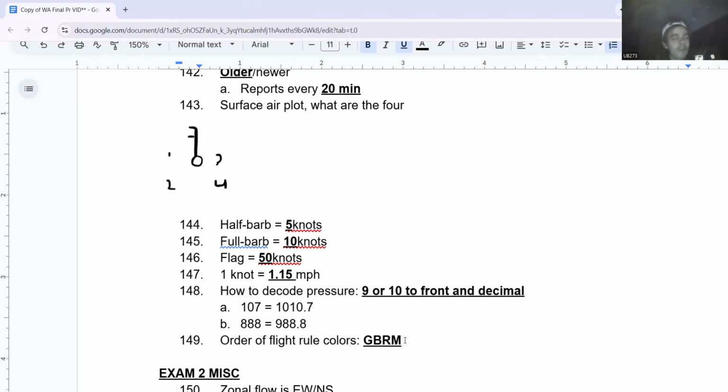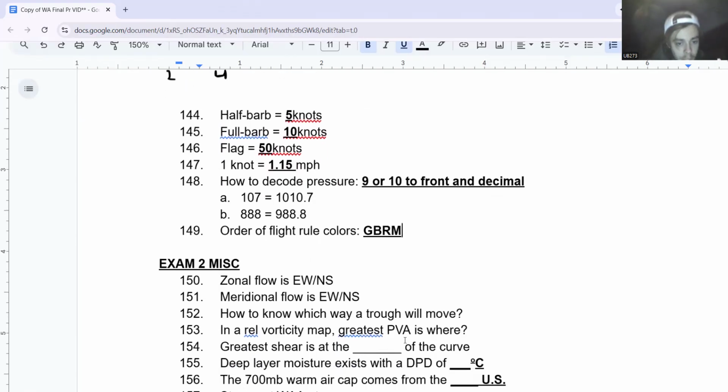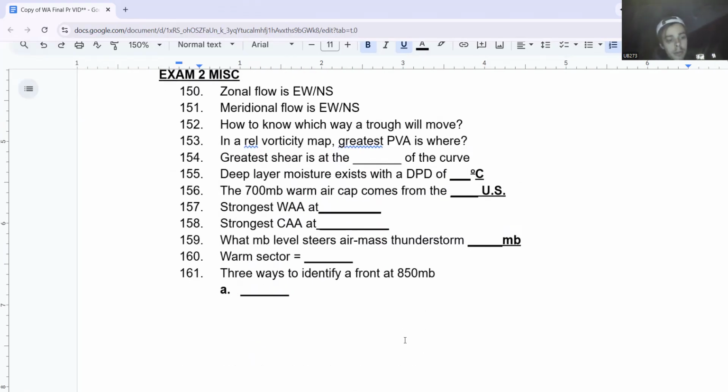I don't know. That wouldn't mean anything to you, but that's the colors: green, blue, red, magenta. Magenta is worst flight rules, worst visibility; green is best visibility. All right, now other miscellaneous things. Zonal flow, I already said that's east to west flow. Meridional flow, north south. Meridians run from north to south. That might help you remember that.